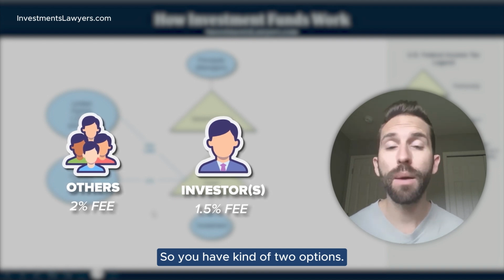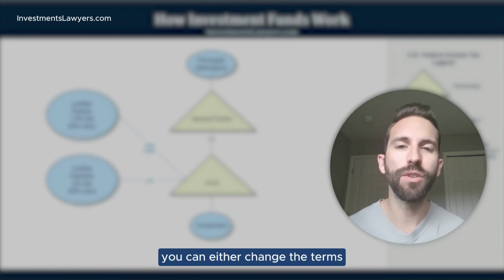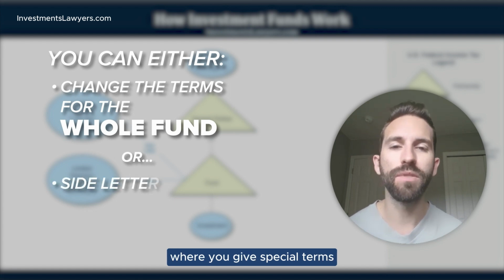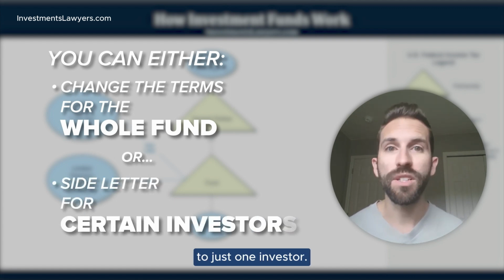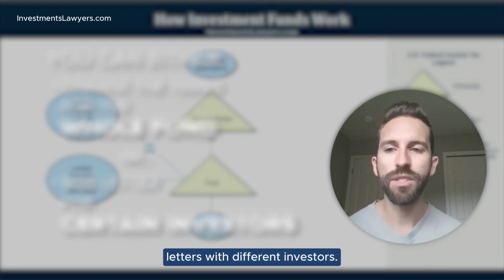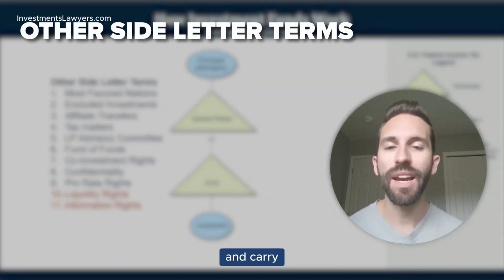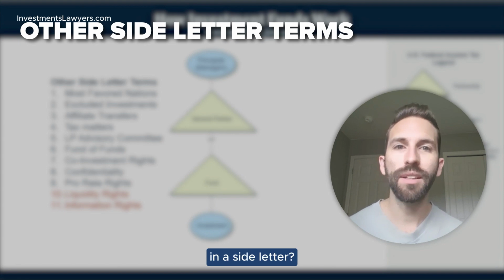So you have two options when you're going to negotiate. You can either change the terms for the whole fund, or you can do a side letter where you give special terms to just one investor, or you could have a bunch of side letters with different investors. So what are some other terms other than fees and carry that you might include in a side letter?